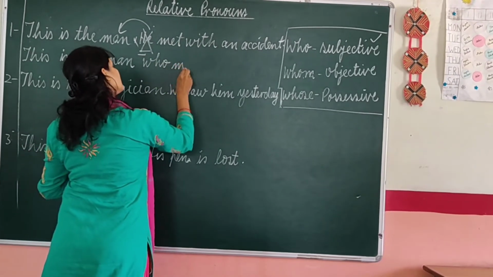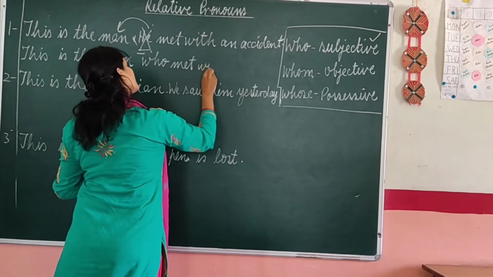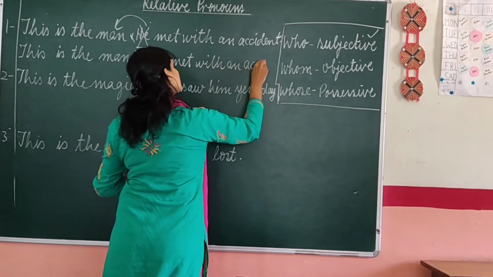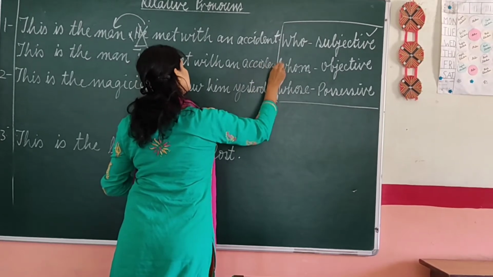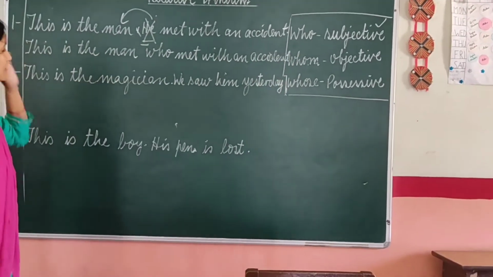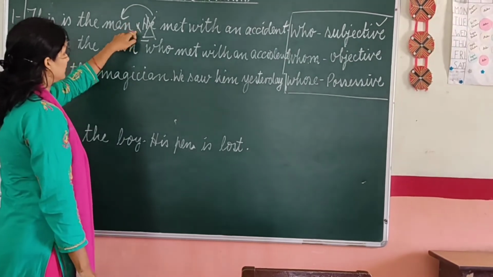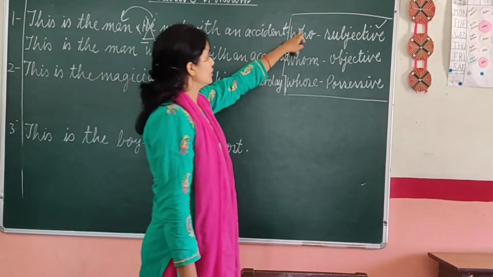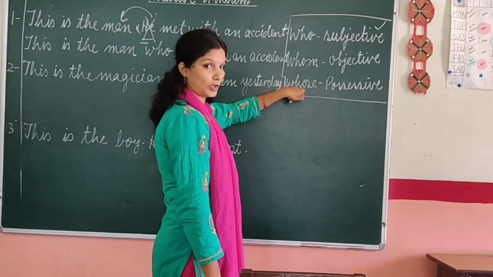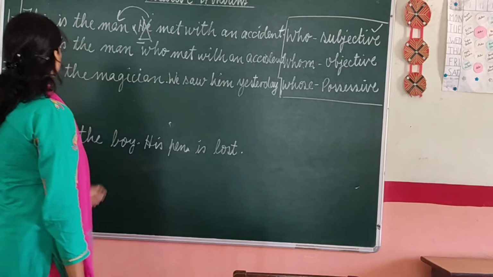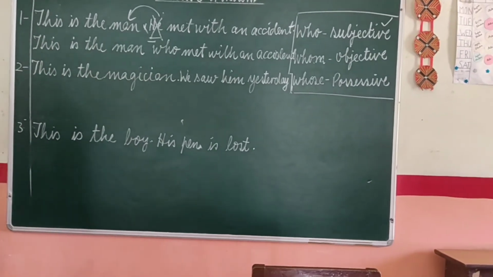Now we have to copy. Met with an accident. Clear? It means removal of the full stop, then use of these relative pronouns, you have to choose one, and now we have to copy the sentence. This is the man who met with an accident.